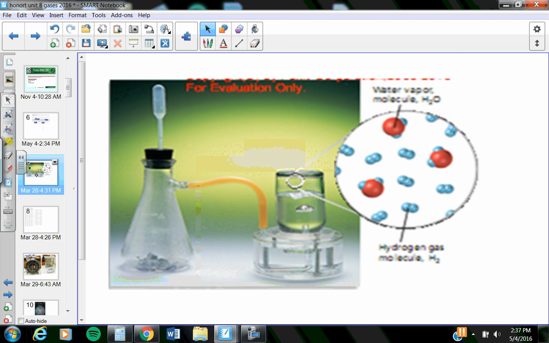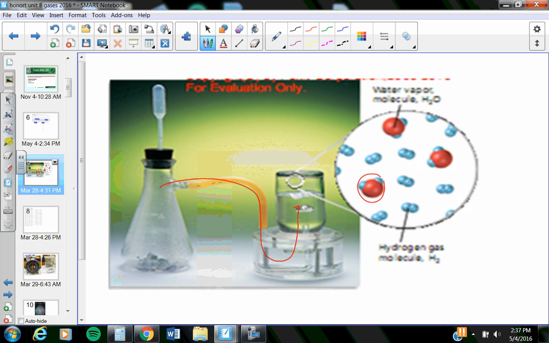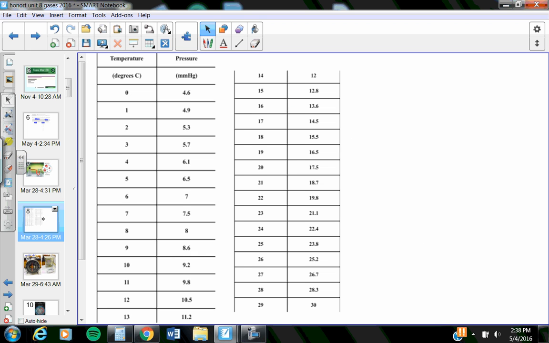This is a gas. It will be collected over water. There's no way to bubble any gas up through water without getting some water molecules mixed in. The good news is scientists have figured out how many water molecules, or at least how much pressure is caused by the water molecules, so that we can subtract that out. We'll come back to this table of temperatures versus pressure in millimeters of mercury in a little bit.